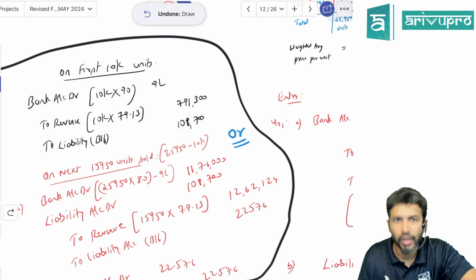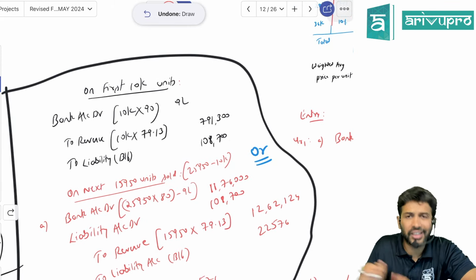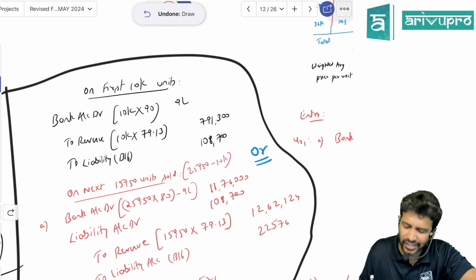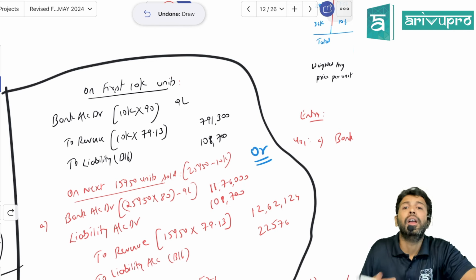Done? Okay. Now initially I booked it as a liability. Is it a liability anymore? No, it's all adjusted. So you write liability account 1,08,700. This is like an advance. It has got adjusted over here. Now revenue.